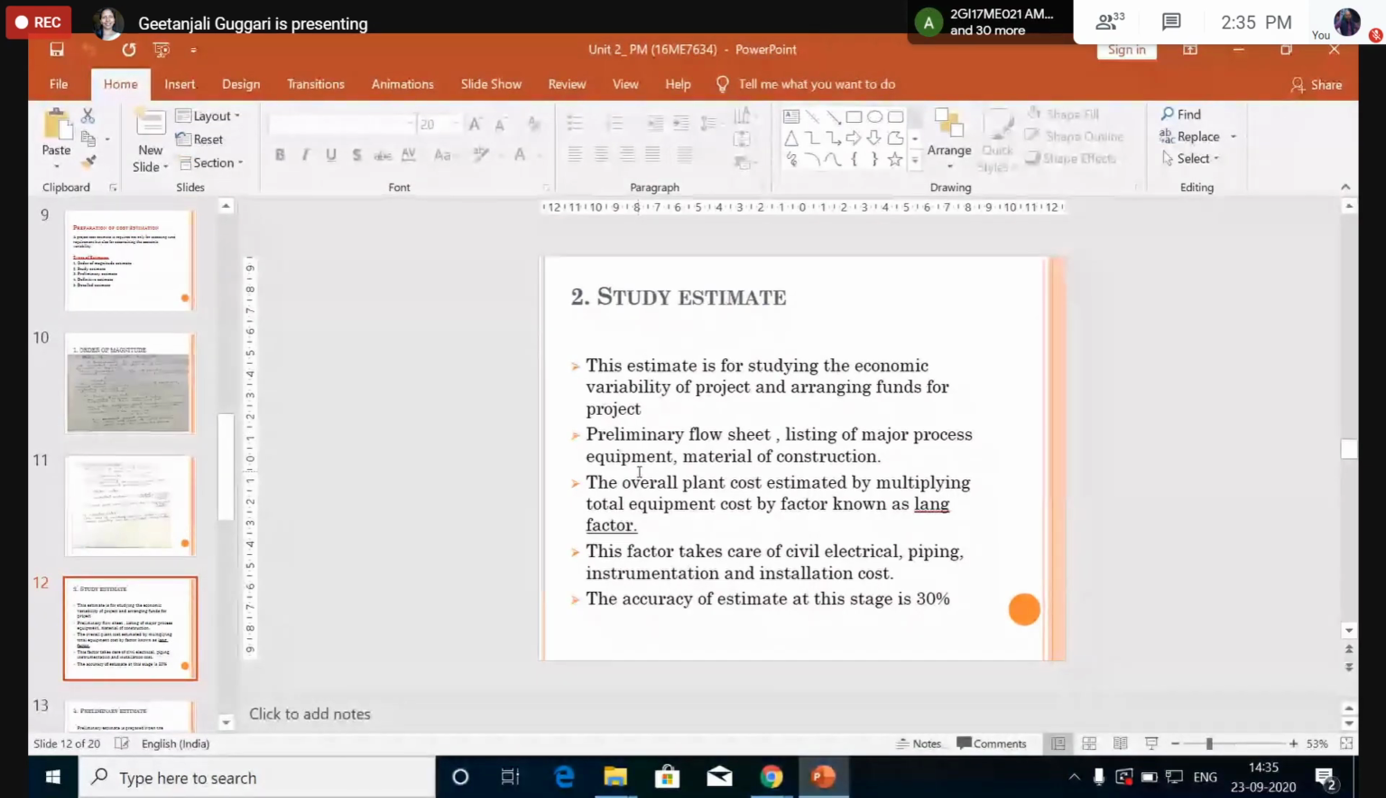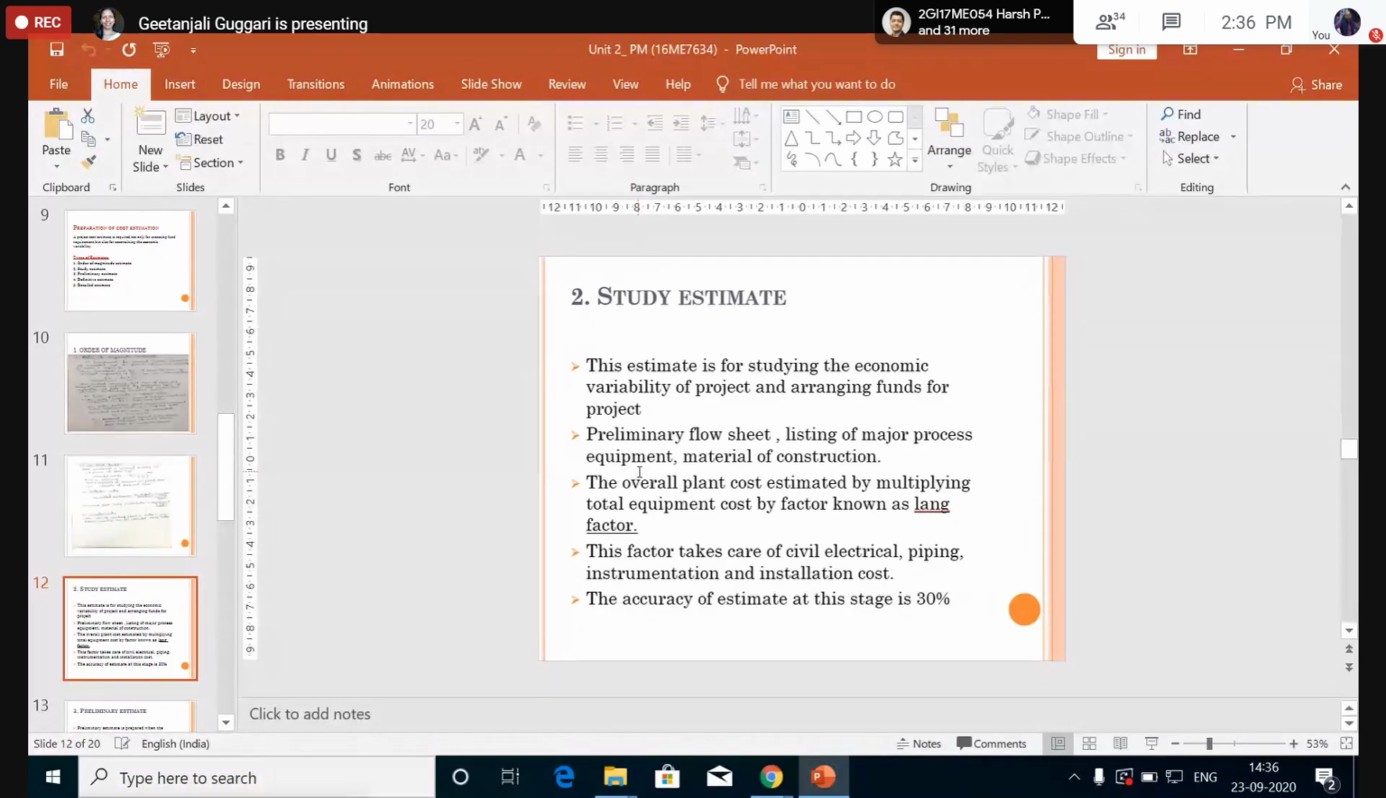This information needs to be referred from the project licensor. For your project, you will be ready with the preliminary flow sheets and a listing of the major process equipment, giving the size and the specific capacity. That needs to be done. Each piece of equipment is costed using past data or the records available in the manual.